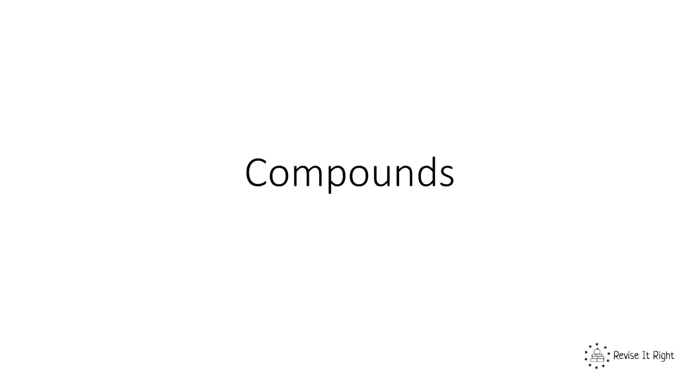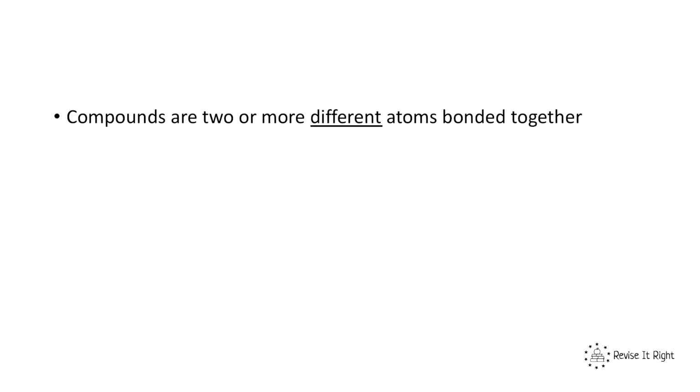This video is about compounds. Now a compound is something that is made up of two or more different atoms bonded together. So we've just looked at elements, which is a substance made up of only one type of atom. So for example, a gold element would be only made up of gold. But this is a compound and they're made up of two or more different atoms.